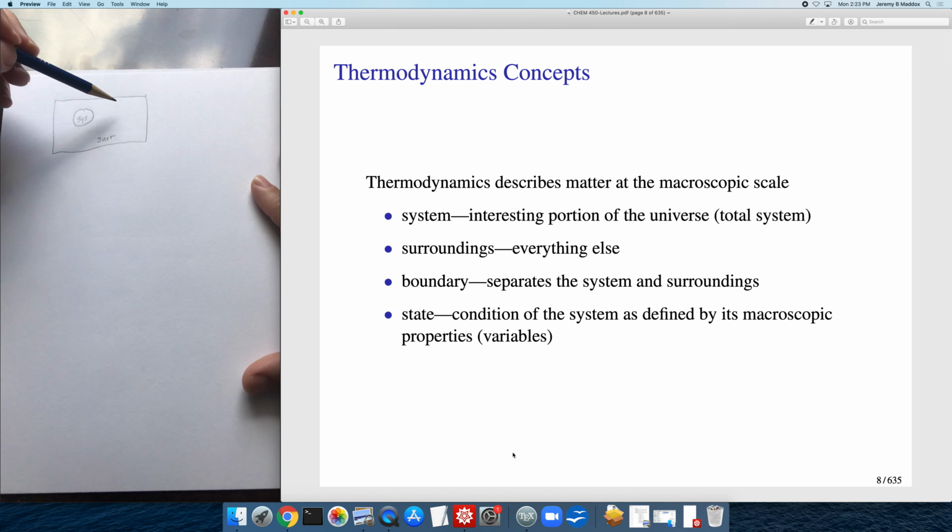And that boundary is quite important, because it's going to dictate what types of processes that system can undergo. Okay, so this is the basic concept of a thermodynamic problem. You have a system, you have the surroundings, and you have the boundary between them.